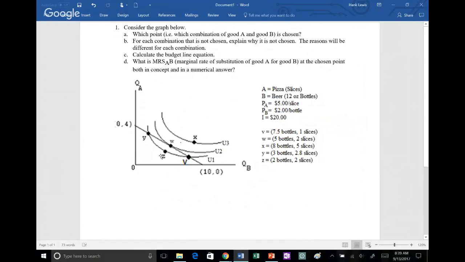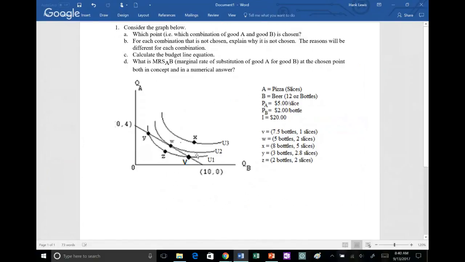Combination Z is not enough of either product. It is possible with Z to spend some more money, in this case buy 2 more bottles of beer, and the consumer will be happier with W than they will be with Z. So it's possible to spend more money and get more utility. Now take a look at Y compared to W. Y has fewer bottles of beer than W, so it's not enough beer, not enough product A. On the other hand, Y has got more slices of pizza than W. It's too much pizza, not enough beer for this person's taste.